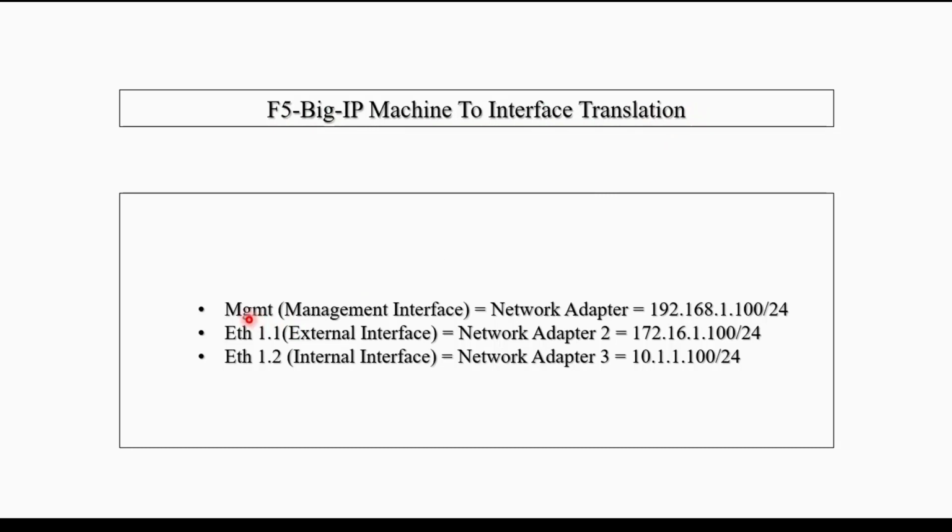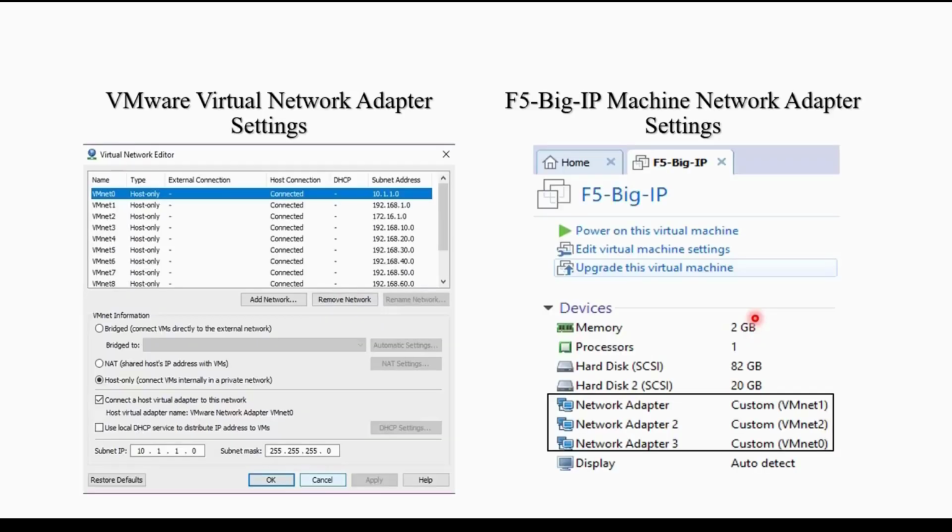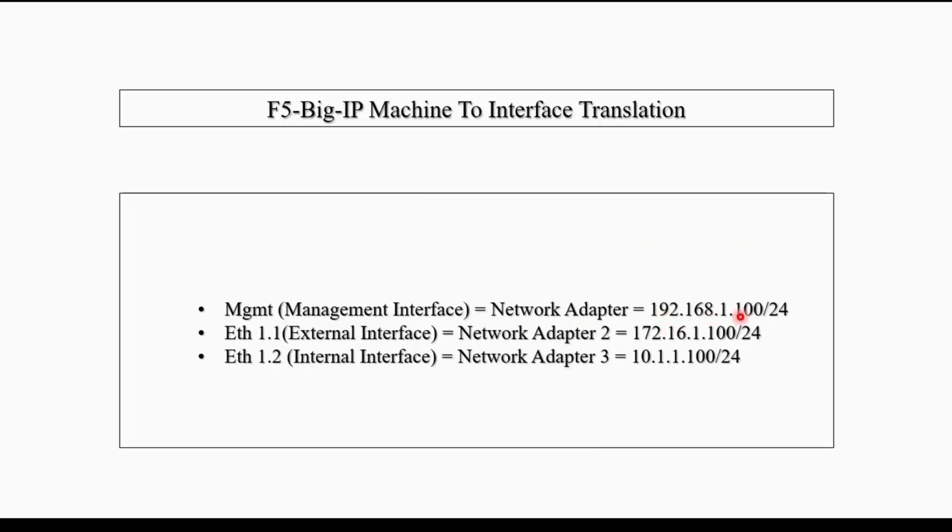This is the F5 BIG-IP machine. As I told you, the F5 BIG-IP's network adapter we are going to use for management access, and its IP address is 192.168.1.100/24. This is that network adapter. It's connected to VMnet 1, and this is the same subnet, 192.168.1.0/24, and this is an IP address from the same subnet.